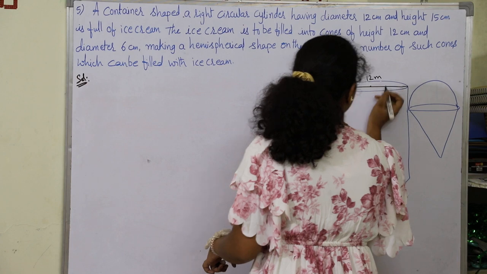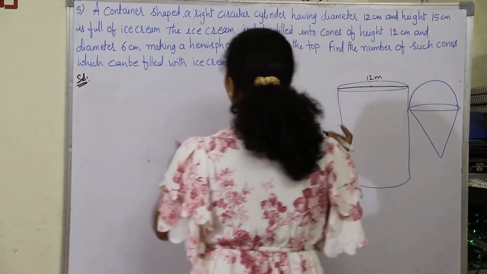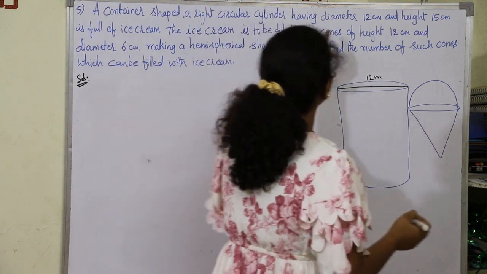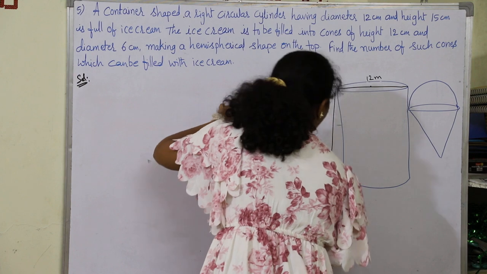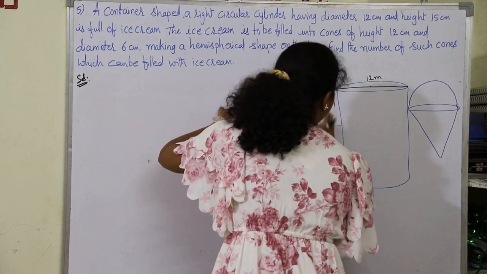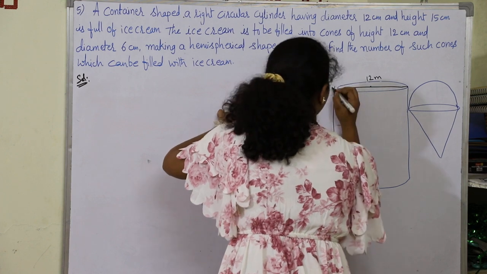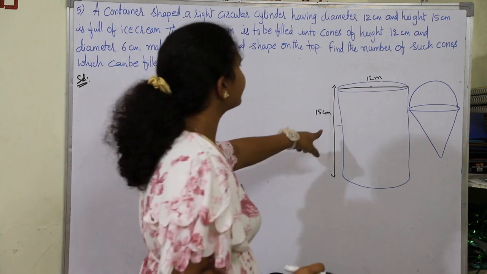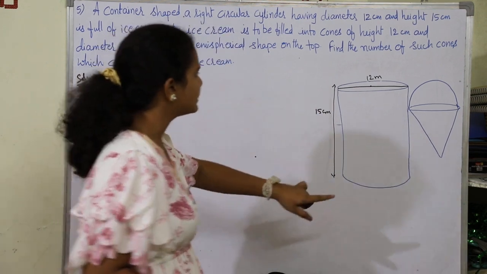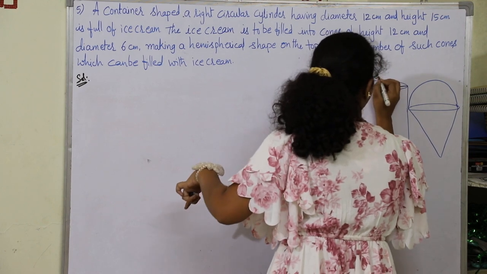Diameter equals 12 centimeters and the height. Height equals what? The cylindrical container has a 12 centimeter diameter, and the height is 15 centimeters. The height of this given container is 15 centimeters, and the diameter is 12 centimeters.